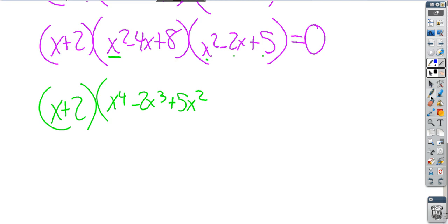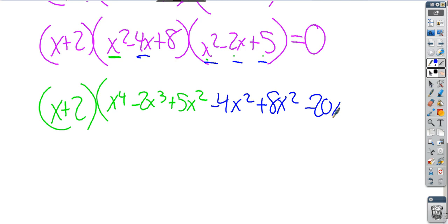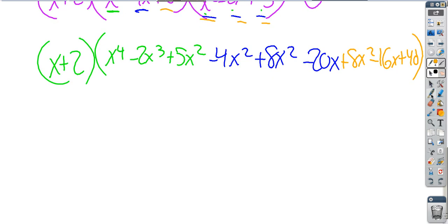Okay, now when we distribute the minus 4x to each of these, we're going to get minus 4x squared. Minus 4x times minus 2x would be plus 8x squared. Minus 4x times plus 5 would be minus 20x. And then last one, we have 8 distributed to each of these. That's 8x squared. 8 times negative 2x is negative 16x, and 8 times 5 is 40. Okay, and I guess the very last thing we could do is just simplify by combining the like terms and then distribute the x plus 2 also.